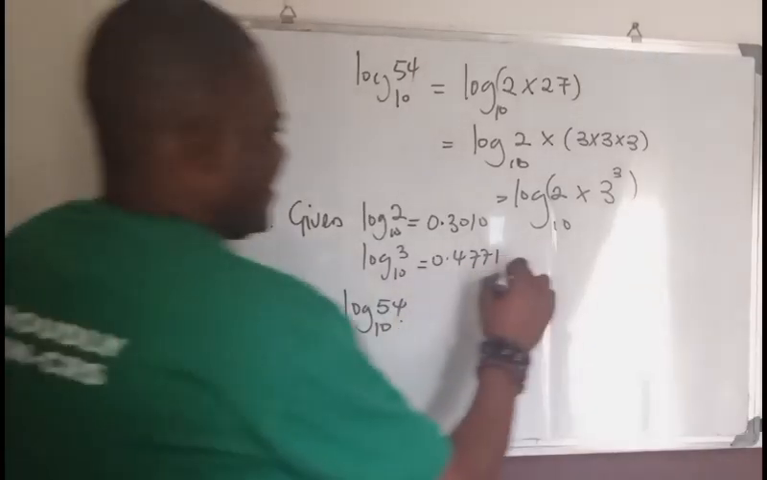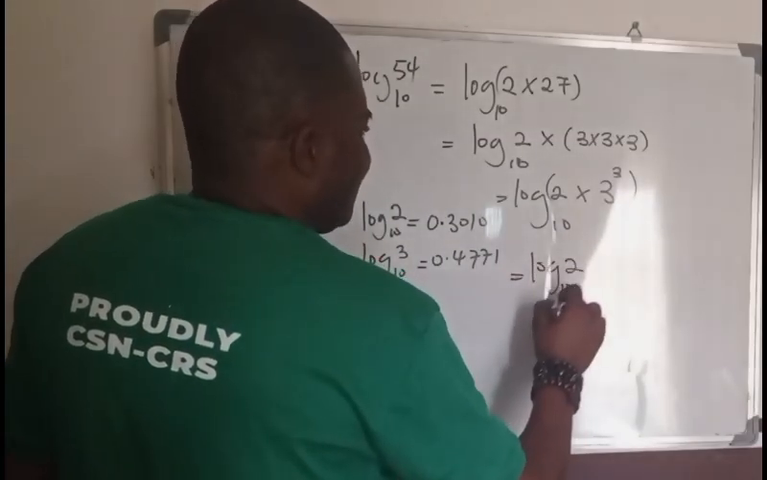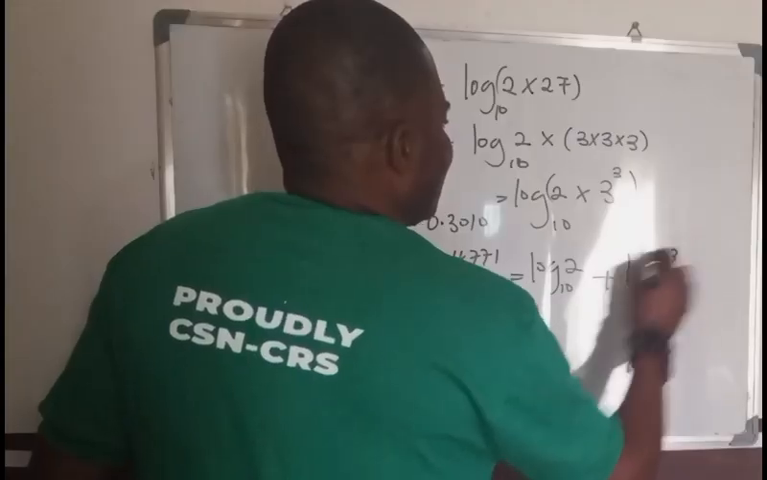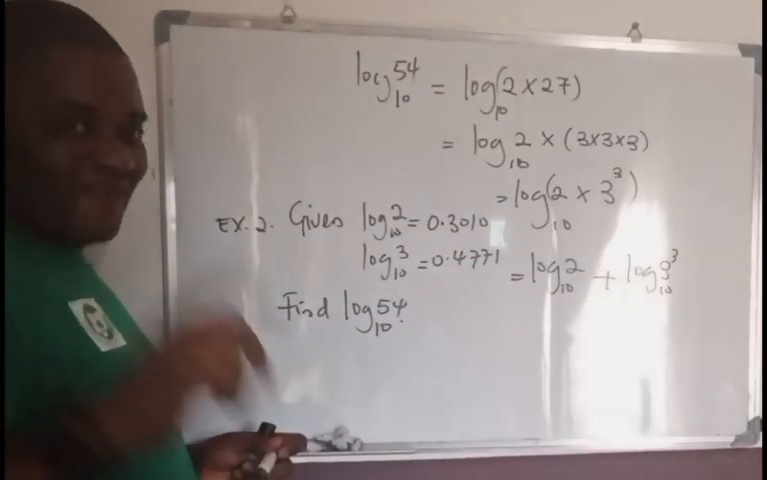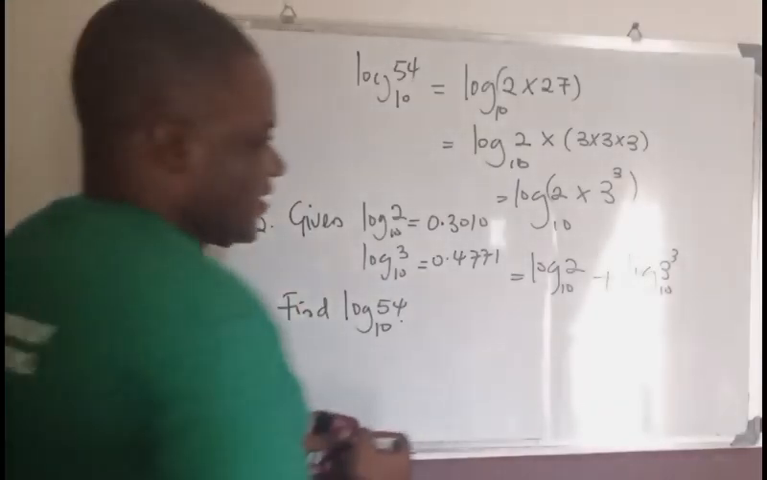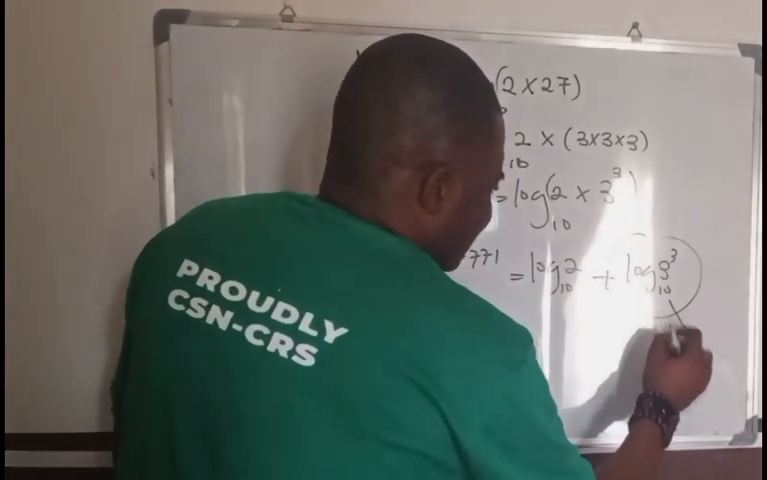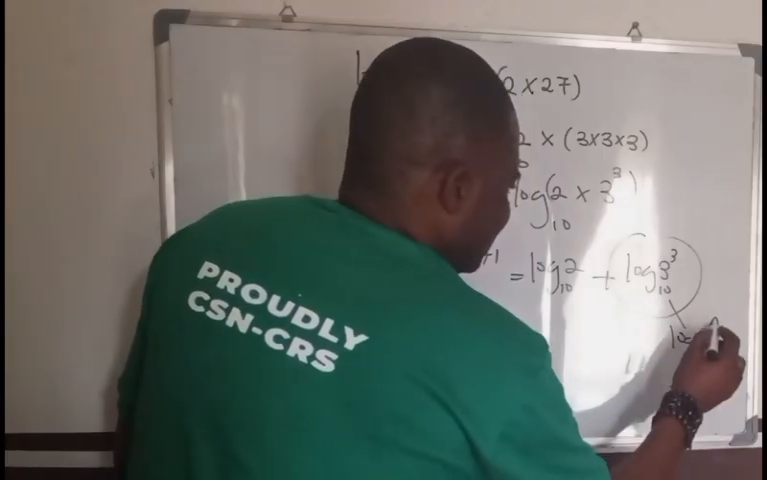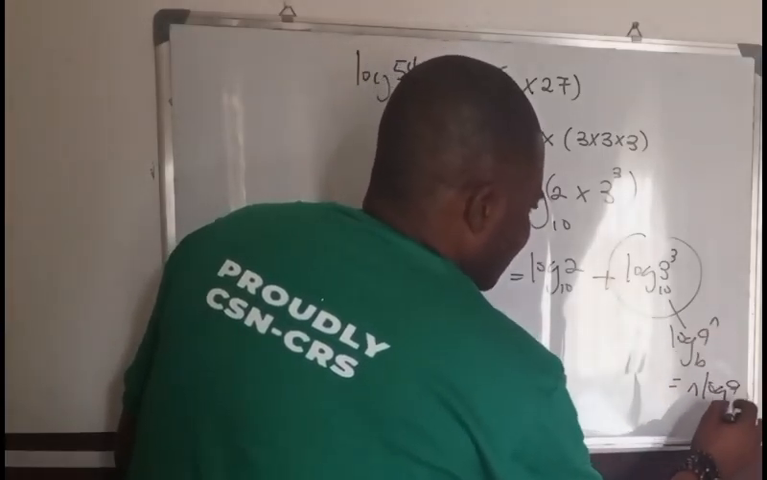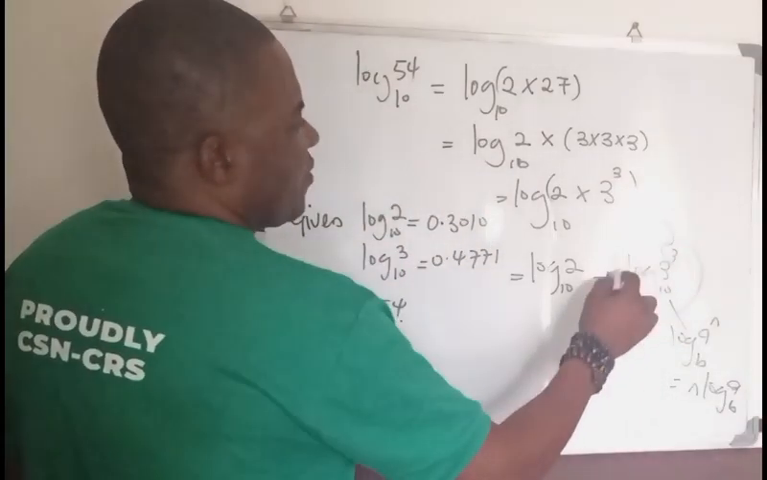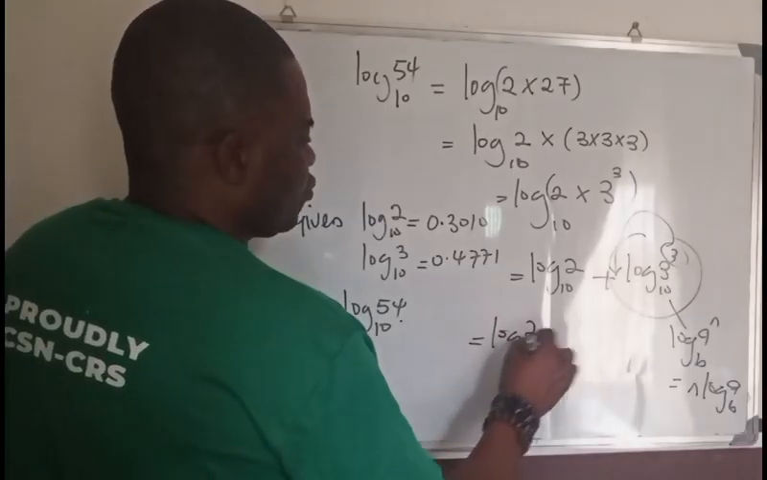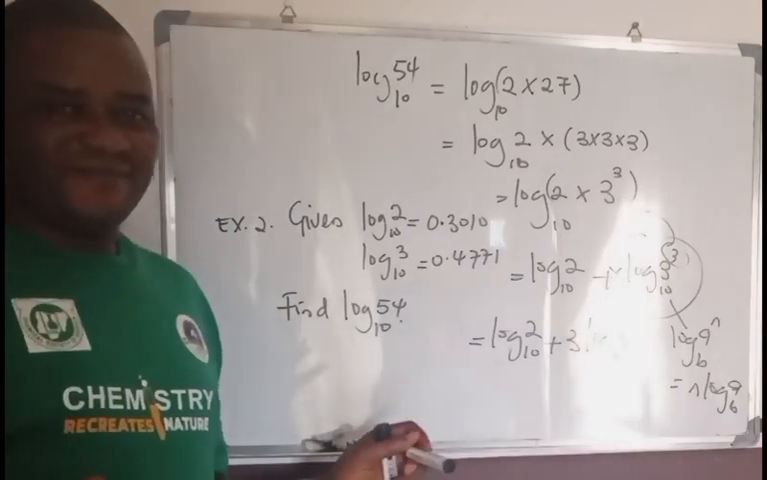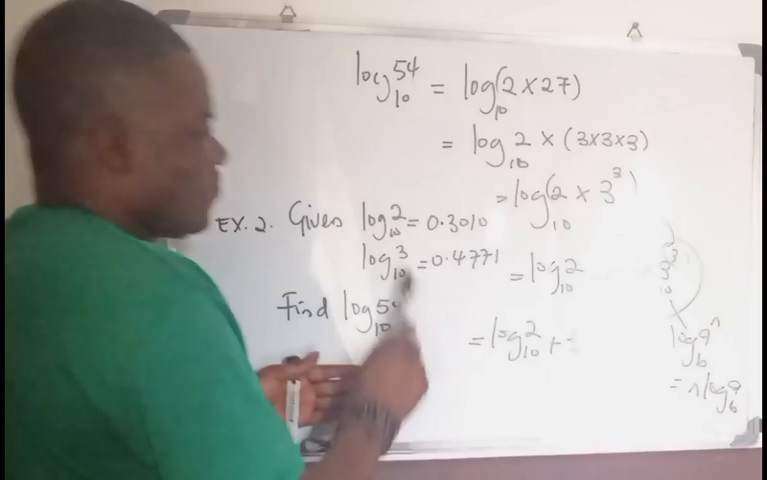And if that is true, it means that we can place it as log 2 base 10, and since this is a multiplication sign, it becomes plus log 3 raised to power 3 base 10. We have been able to establish log 3 and log 2. But this law has it that where you have log a raised to power n base b, you can also write it as n times log a base b, taking the n to the front of the log. In that case, we'll take this to the front of the log. So it means that we'll have log 2 base 10 plus 3 log 3 base 10.